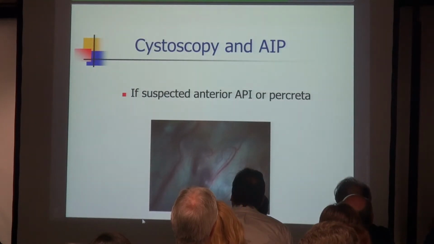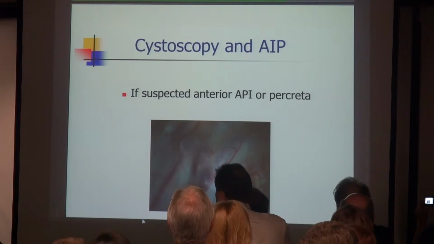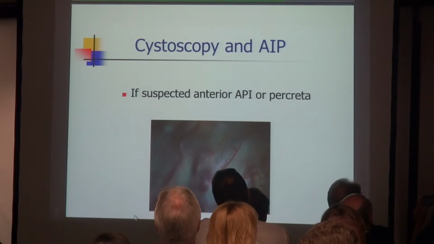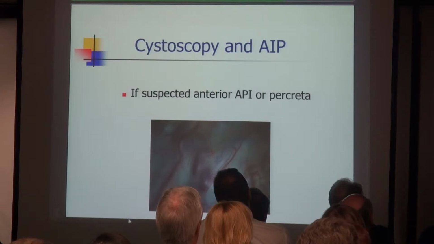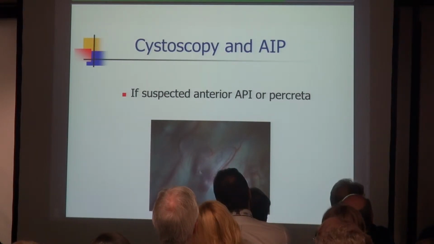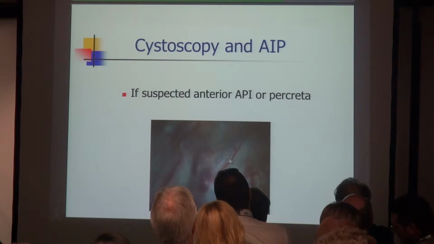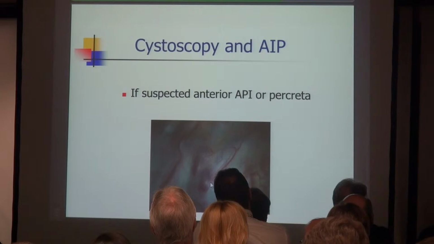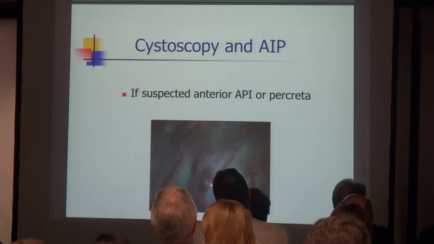In some cases, especially the anterior percreta placenta, we perform, as was shown in the video, a cystoscopy. And you can see on this cystoscopy, behind the mucosa, the bulging vessels from the placenta. In that case, you should not start your C-section before putting in double J catheters to protect the ureters.